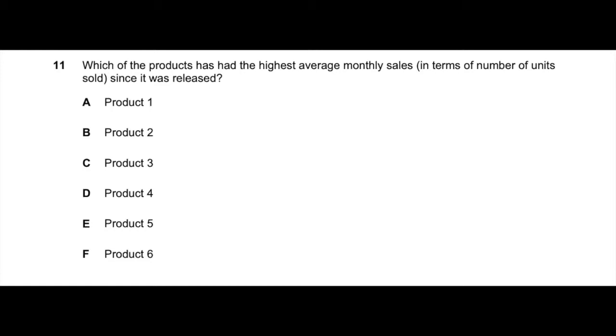Product 5: 700 units over 1 month, September, 700 units over 3 months, October to December. Therefore, the average monthly unit sales were 700 plus 700, divided by 4 equals 350 units per month. Product 6: 600 units over 2 months, November to December. Therefore, the average monthly unit sales were 600 divided by 2 equals 300 units per month. Therefore, option E was correct.